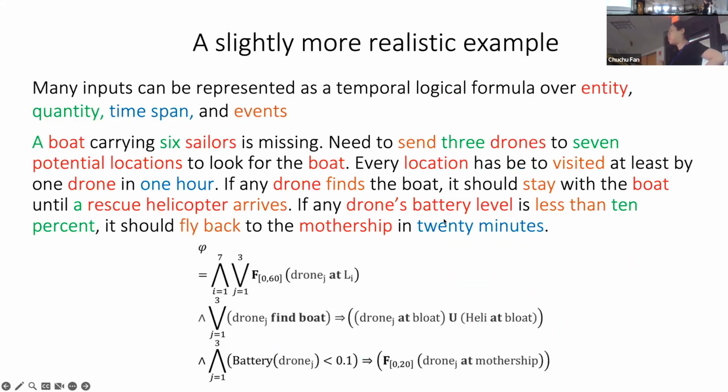I have a slightly more complicated example, a search and rescue job. We have a certain number of drones we want to send out to multiple locations. We do not want to tell the drones where they should go, but they should figure out a way to visit these locations. Even complex formulas like this, which are temporal logic formulas over entity, quantity, time, and event, can be precisely captured using the formula at the bottom here.